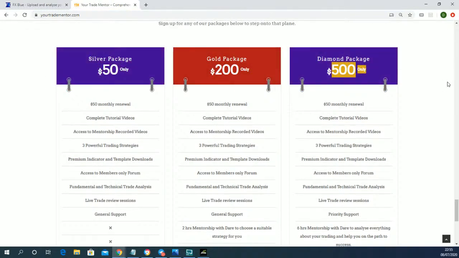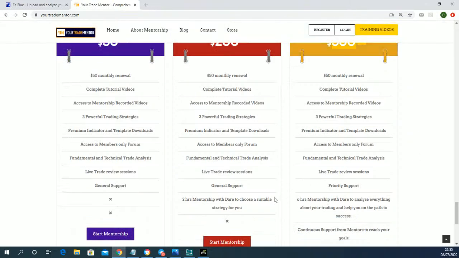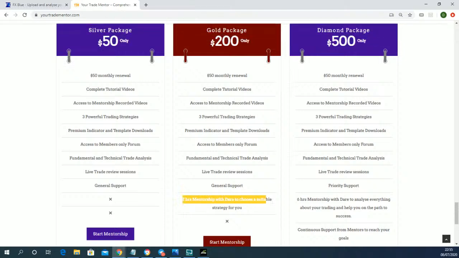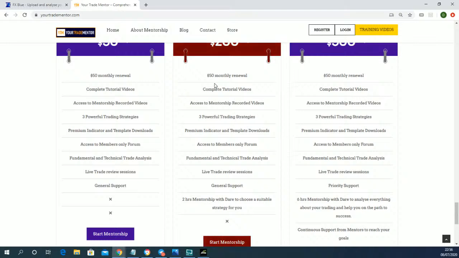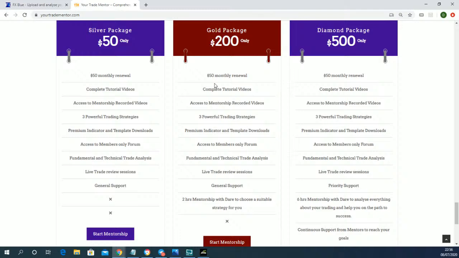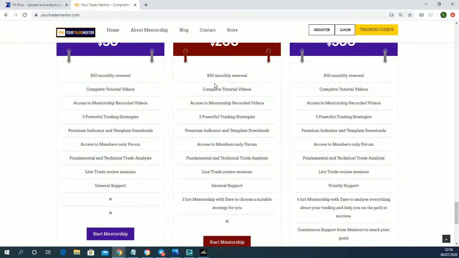Okay, but why is this $200 and why is that $500? Why are they not the same price when I said they are basically the same thing? The only difference there is the one-to-one mentorship. You can see here there's a one-to-one mentorship for $200. If you want to examine your trade, and you want me to examine where you are coming from, maybe there are things that you want to change in your strategy, or you want me to recommend one strategy for you that I think is going to work well for you, this is your chance to do that.